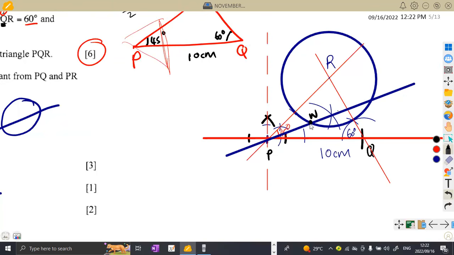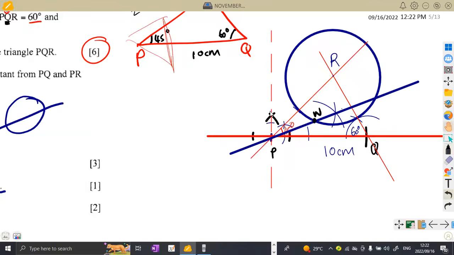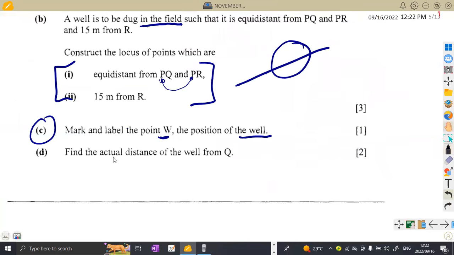So this is where your W is going to be located, not this point because it's outside of the triangle. So you're going to take this one. That is your answer there. You just indicate the point, then you write W. Okay, so that's it. Then now find the actual distance of the well from Q.